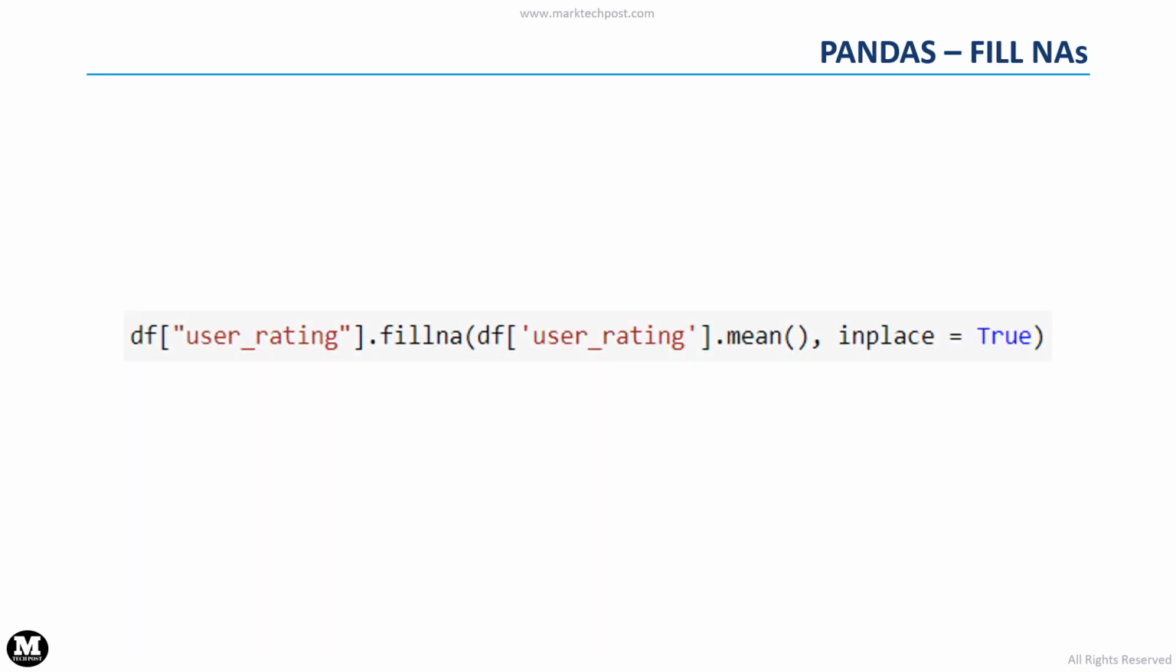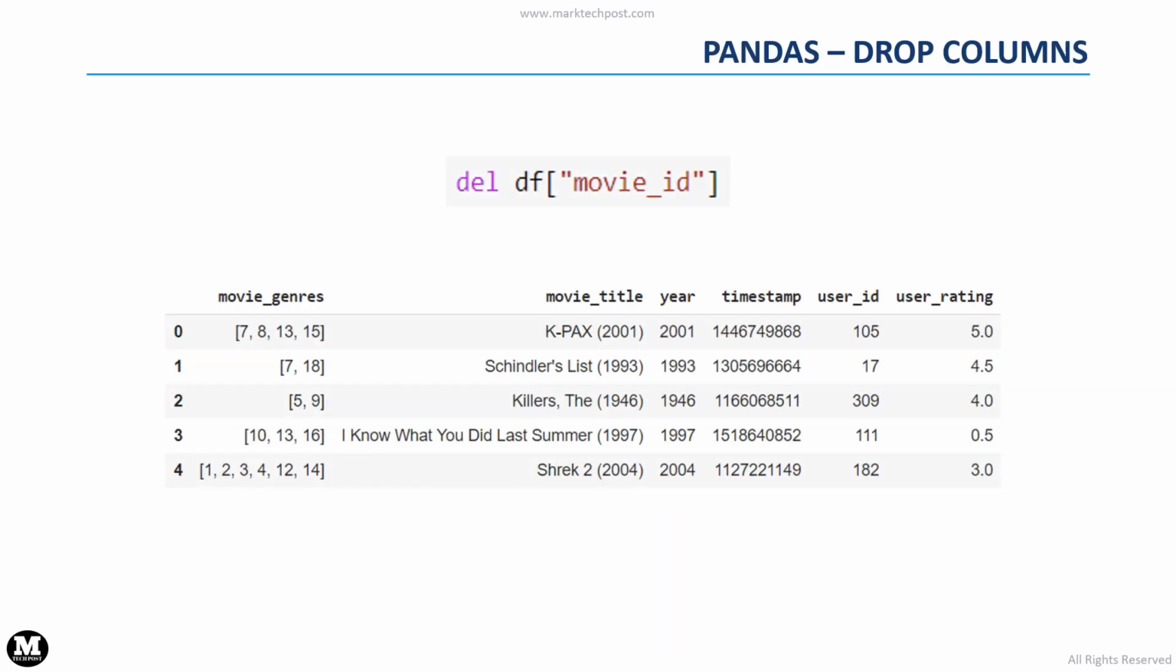Instead of removing rows with NA values, it is possible to fill these cases with the fillNA method. We don't need it, but we could fill possible NA values in a user rating column with the mean rating of the dataset, for example. To drop a column we are not interested in, we can just use the del keyword.